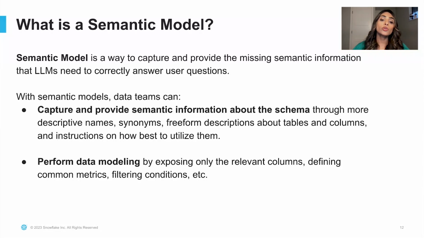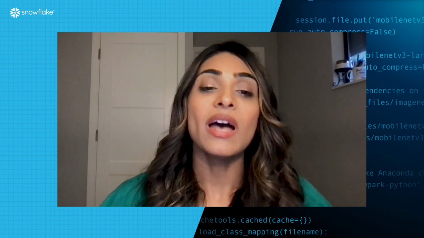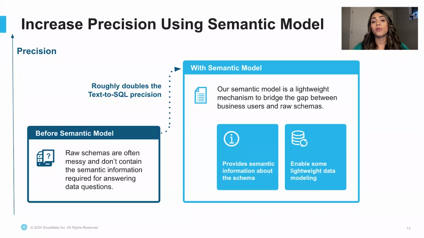Second, it also allows you to perform data modeling by exposing only the relevant columns and define common metrics and set filtering conditions. From our internal testing, we've seen that leveraging semantic models can nearly double the accuracy and precision of text to SQL responses. That's how crucial a well crafted semantic model is and the impact it can have on the accuracy of your solution.